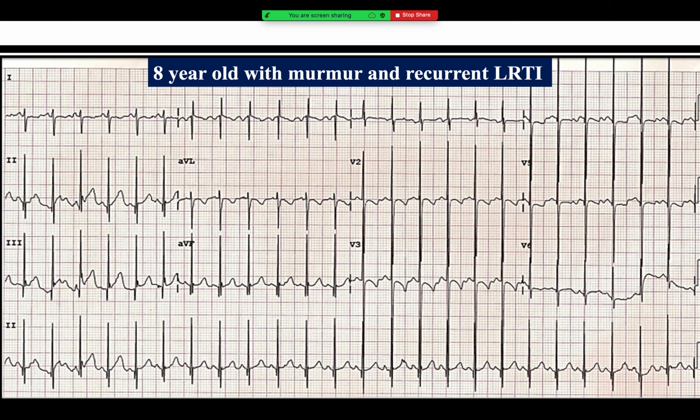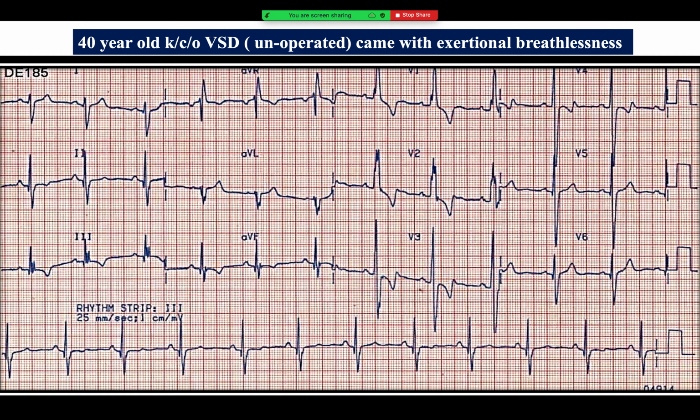Okay, so what is that sign? Katz-Wachtel phenomenon, which is characteristic for the VSD. So biventricular hypertrophy is there. So what does it mean? Biventricular hypertrophy with right atrial enlargement. There is large left to right shunt with high pulmonary vascular resistance. What is happening over here?